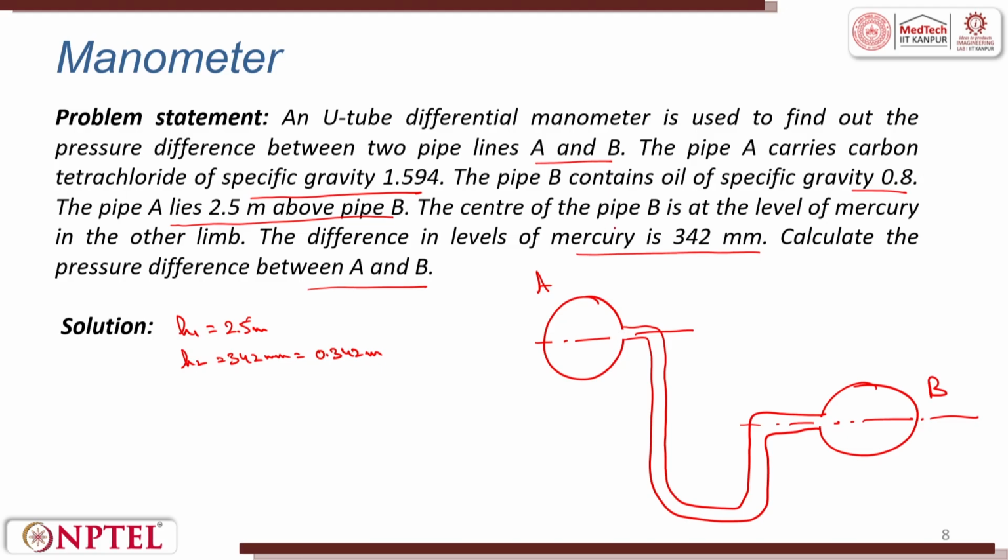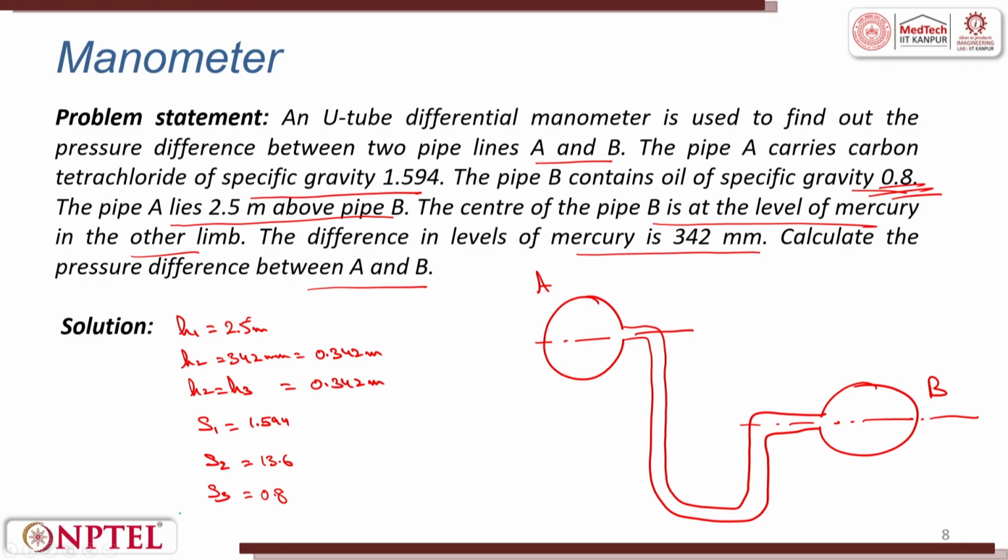And they say the center of the pipe B is at the level of mercury in the other limb. That means H2 is equal to H3, which is same as 0.342 meters, and we have been given the values of S1, S2 and S3. S1 they say is carbon tetrachloride, which is 1.594. S2 is always mercury, that is 13.6. S3 is given here an oil of specific gravity 0.8.